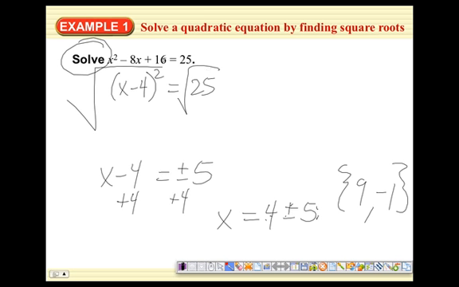Okay, so example type number 1. The very first thing I do, I look to see, is this a square right now? Now what if this side factored into, let's just think hypothetically here, x plus 4, x minus 3 equals 25? What would you do with that?